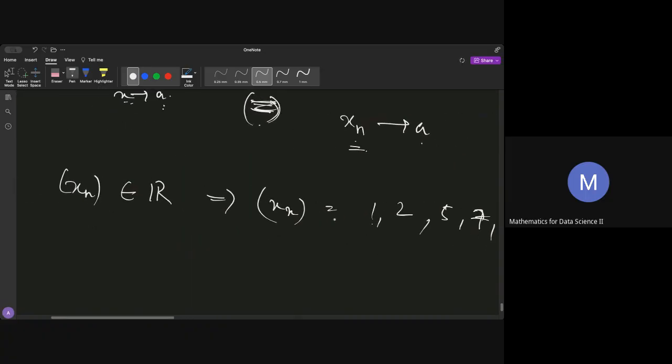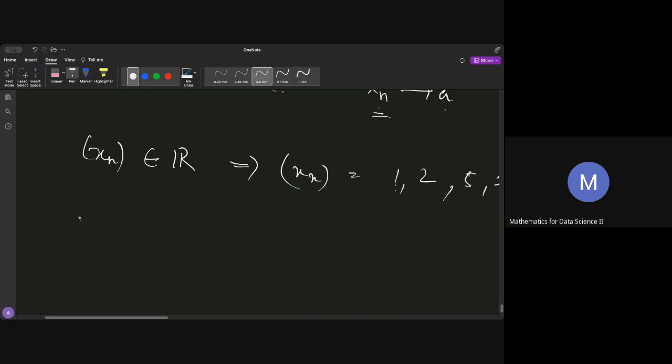So this is what a sequence looks like in R. Now, how will a sequence look in R2? If I say x̃n is in R, or let's say it's in Rk. Let's take R2 only, because k becomes confusing. If I have a sequence in R2, what will the sequence look like?